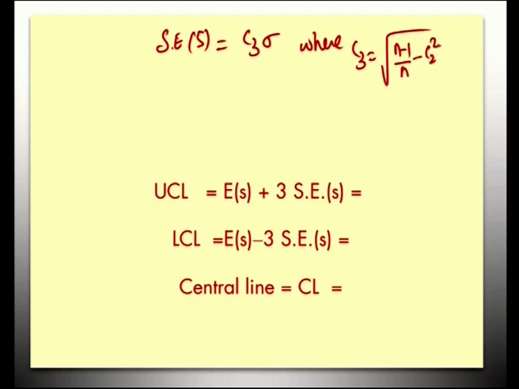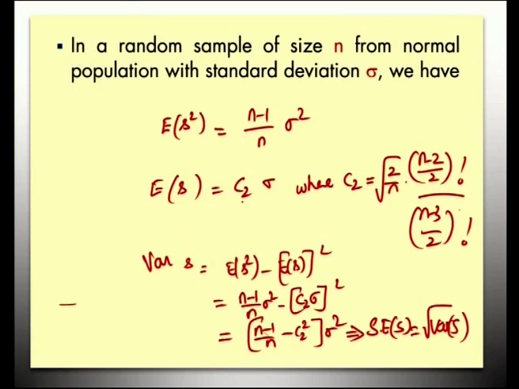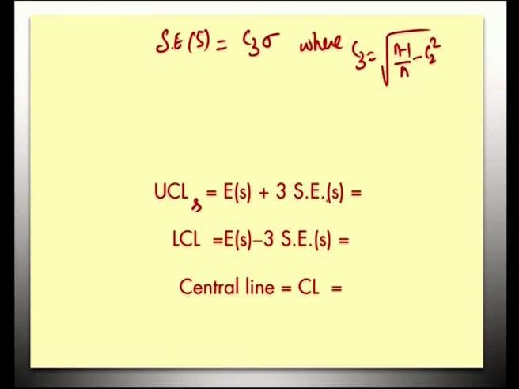So, now we will talk about UCL of S. UCL of S is expectation of S plus 3 times standard error of S. Expectation of S, if you see, is C2 sigma and standard error of S is C3 sigma. So, C2 sigma plus 3 C3 sigma, which is commonly 3 times, right? C2 plus 3 C3, into sigma, which is equal to B2 sigma. And similarly, we have B1 sigma. I will tell you what B1 and B2 are.